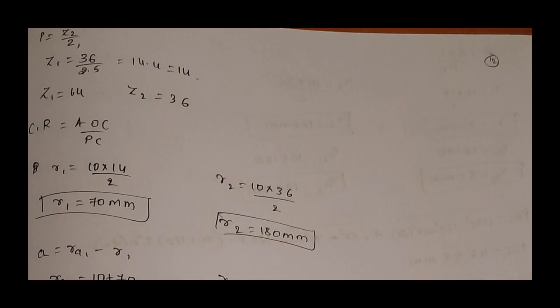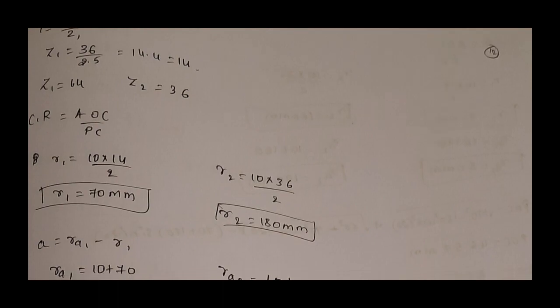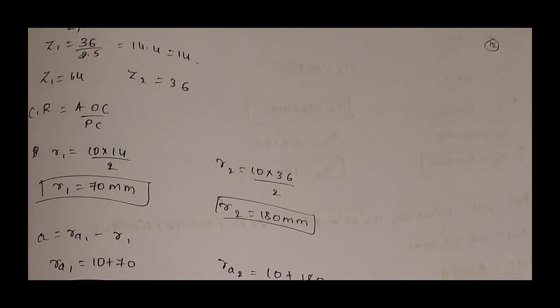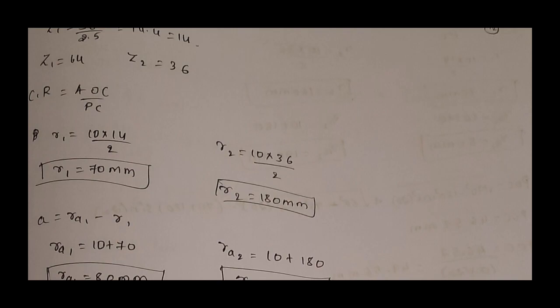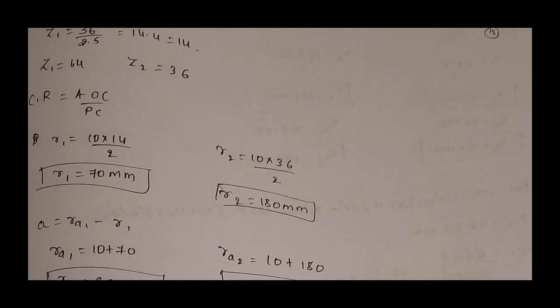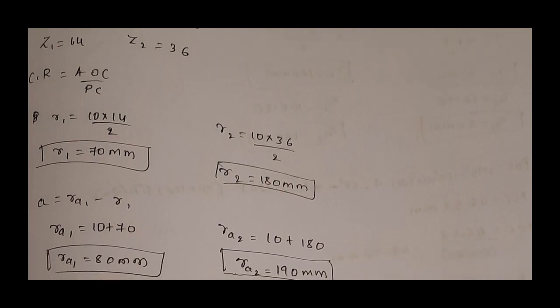So R1 is equal to what? m Z1 divided by 2. m stands for module, 10. Z1 stands for number of teeth, 14. So that is 10 into 14 divided by 2. You will get R1 is equal to 70 millimeter. Similarly, R2 is equal to m Z2 divided by 2. m stands for module 10. Z2 stands for number of teeth in gear 2, that is 36. 10 into 36 divided by 2 means R2 you will get 180 millimeter.